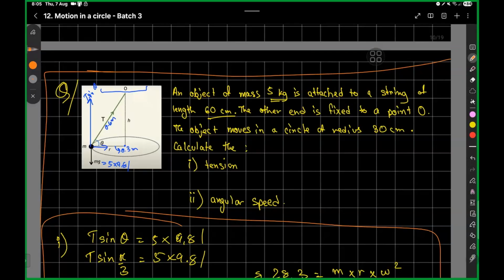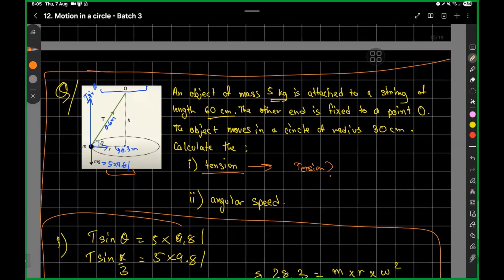What else do we have? We have the mass, which is 5 kg, and that we can turn into weight. How do we do that? mg, simple as that. So 5 times 9.8. Now, what is the question? The first question is: find the tension in the string. How do you do that? What is the thought process when answering this question? What is the tension? Right.